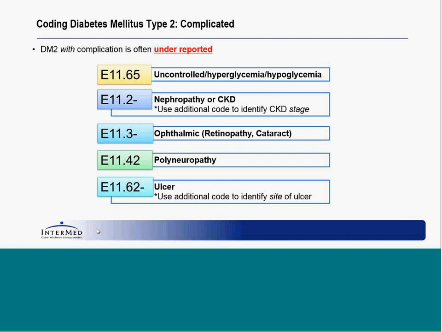With diabetes, we want to get to the terminal digit. We want to get past the 10th. We want to get to the 100th. Basically, anybody whose A1C is over 7 and age appropriate, it's uncontrolled hyperglycemia. The chronic kidney disease and the retinopathy codes are by far the highest risk adjustment codes in diabetes, so you've got to link them. You've got to also identify the stage if you're doing chronic kidney disease.